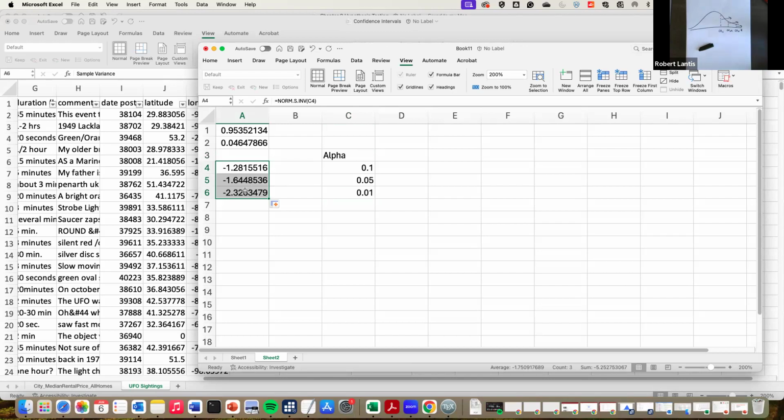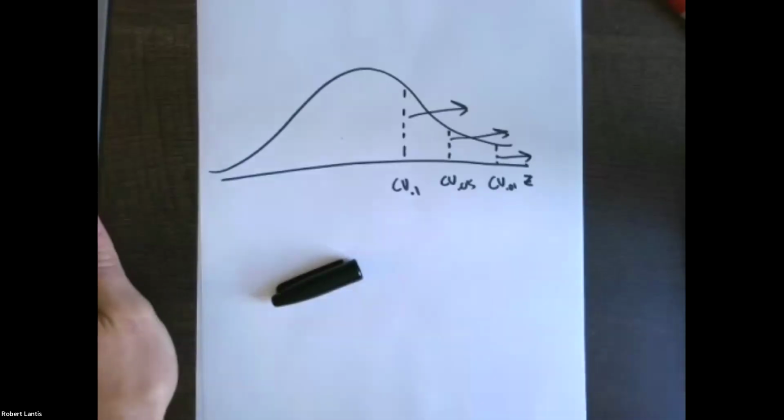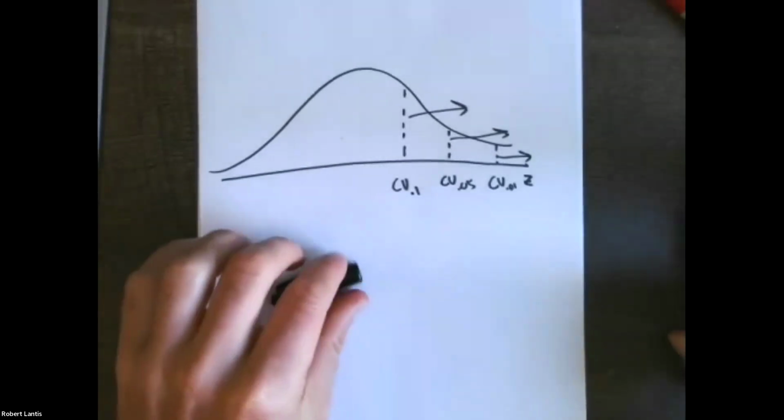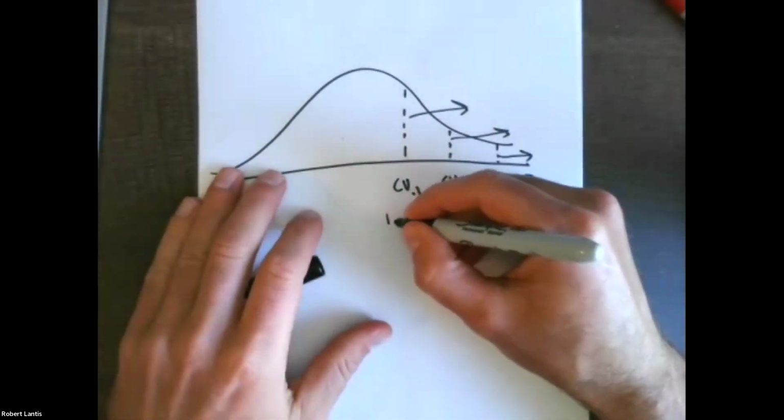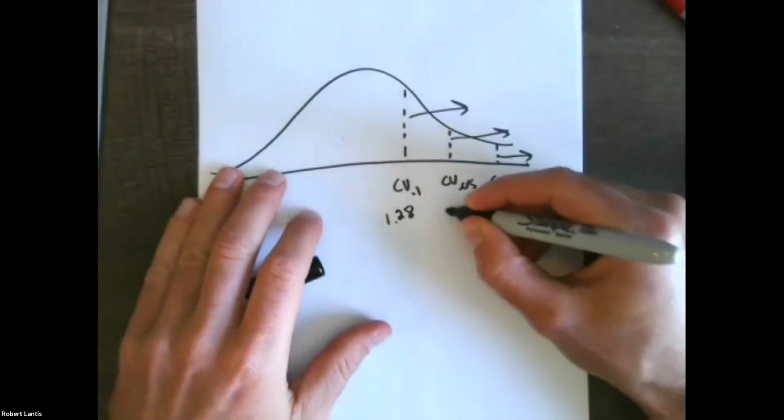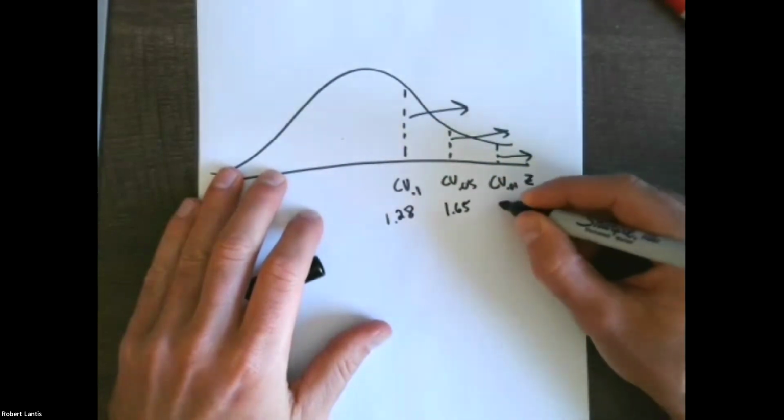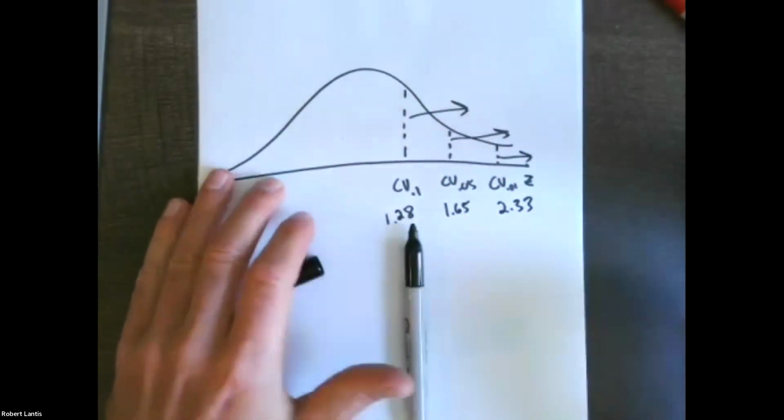However, this would be if I had this area in the left tail. I want this area in the right tail, but it's symmetric, so it'll be the same values, but positive. So I'm going to take those 3 values. I've got approximately 1.28, 1.65, and 2.33.